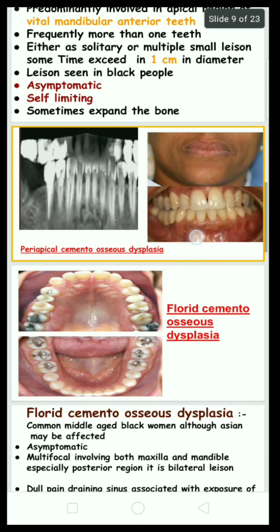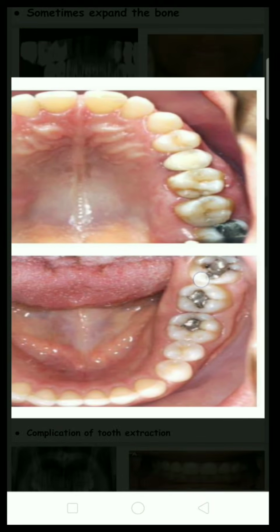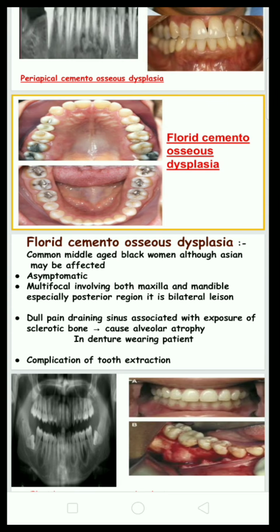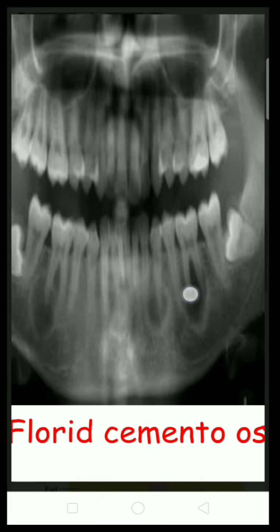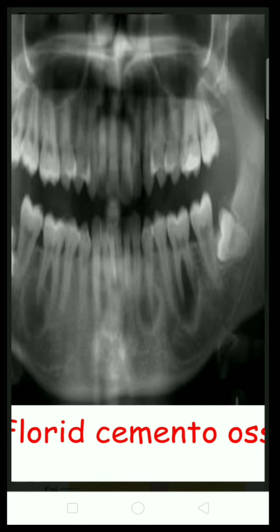Next, we have to see florid cemento-osseous dysplasia. Florid means multiple cemento-osseous dysplasia. It is commonly seen in the molar regions. Those affected are mostly black women, although Asians may also be affected. It is also asymptomatic, multifocal, and bilateral, involving both the maxilla and mandible. Look at these bilateral lesions, multifocal, more than three lesions, with both jaws affected.